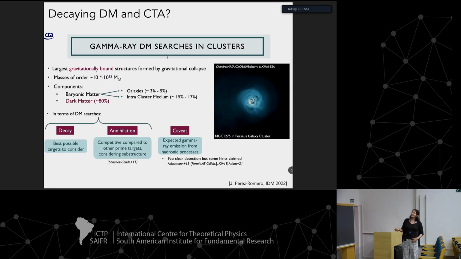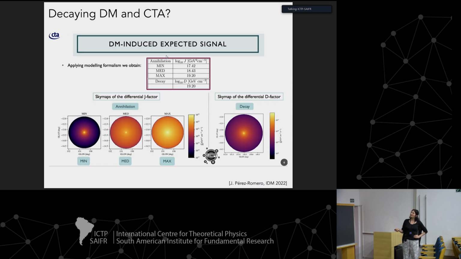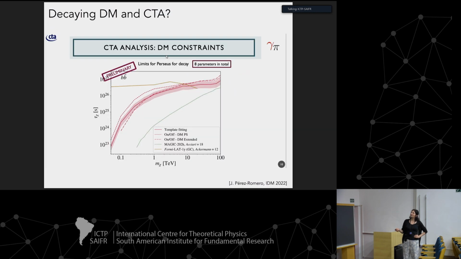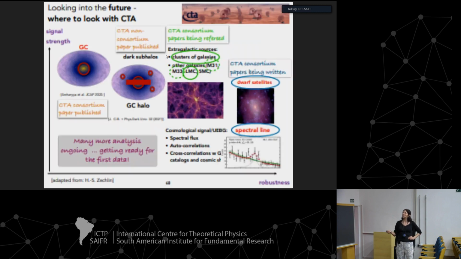Okay, here is something about galaxy clusters. I will not have time to say anything about this, except that galaxy clusters are placing very good constraints on decaying dark matter. Judith will actually talk to you about this, and she was one of the authors of the cluster paper.